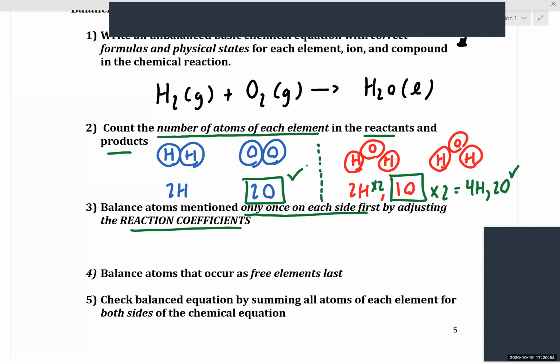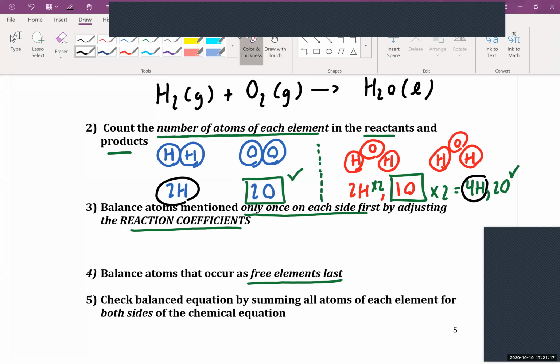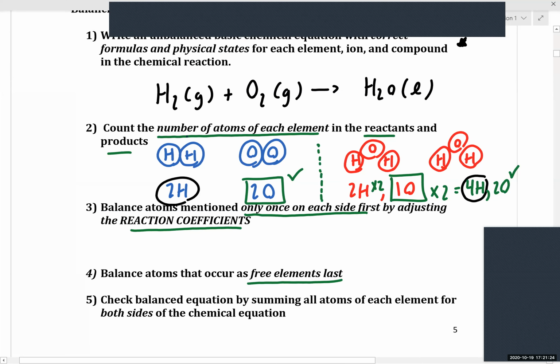Now, our next step is to balance the atoms that occur as free elements last. So looking at our count now, we see we have four hydrogens on the right-hand side, and we only have two hydrogens on the left. So in order to balance our hydrogen atoms on each side of our chemical equation, how many additional hydrogens do I need? How many H2 molecules do I need to draw in addition? Two. Two, yep. So I add another H2 molecule, and that in turn gives us a revised count of 2 times 2, which gives us 4 hydrogens.